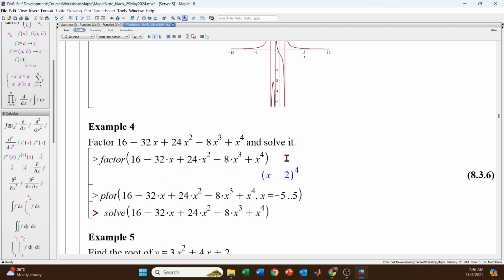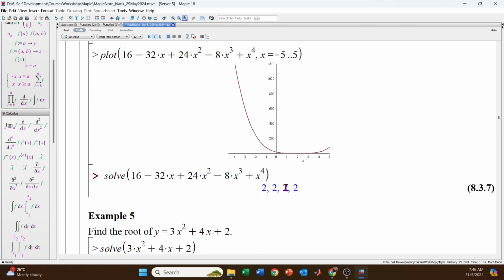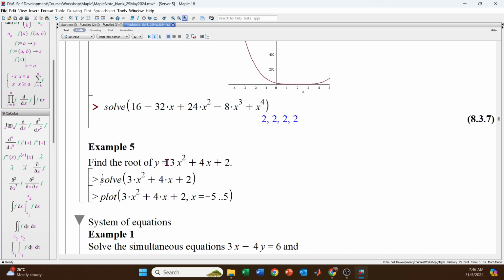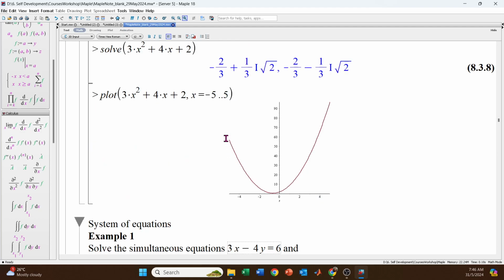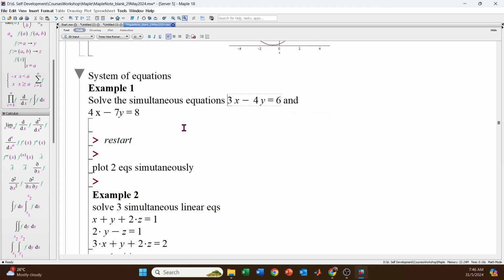Example 4, for a polynomial of degree 4, and then plot it, solve it. You get the same roots. Got 4 same roots. This one, find the root of y equal 3x squared plus 4x plus 2. This is imaginary, you get complex roots. When you plot, it will display the real root, which is -2/3.